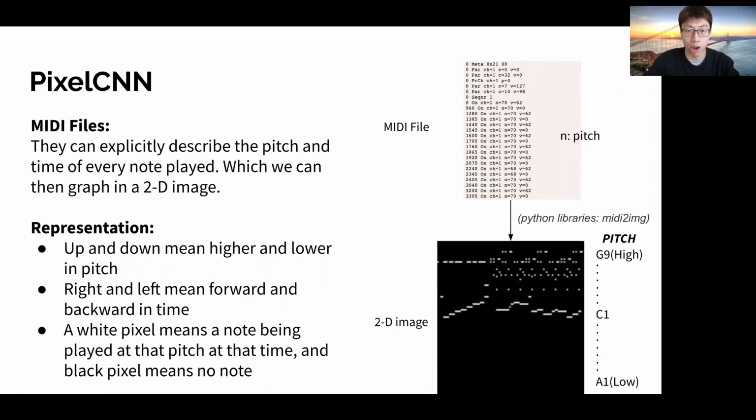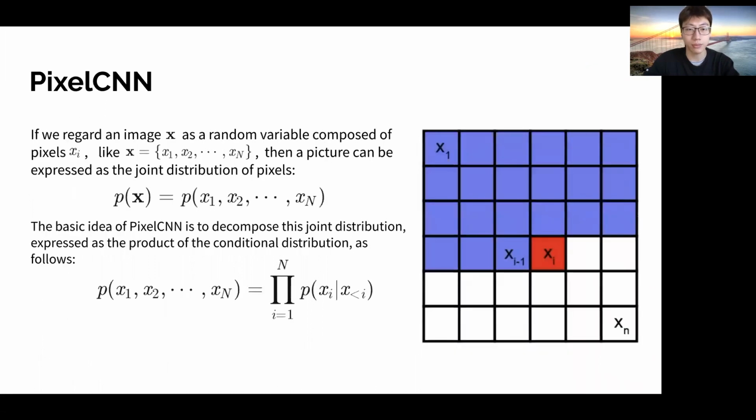If we have information about how high each pitch is at a certain point in time, then we can actually play the piano. As these two features are stored in a MIDI file, we can transform it into an image from MIDI, where up and down mean higher and lower in pitch, right and left mean forward and backward in time, and only white pixels mean a note will be played at the corresponding pitch at that time. Now we get the image.